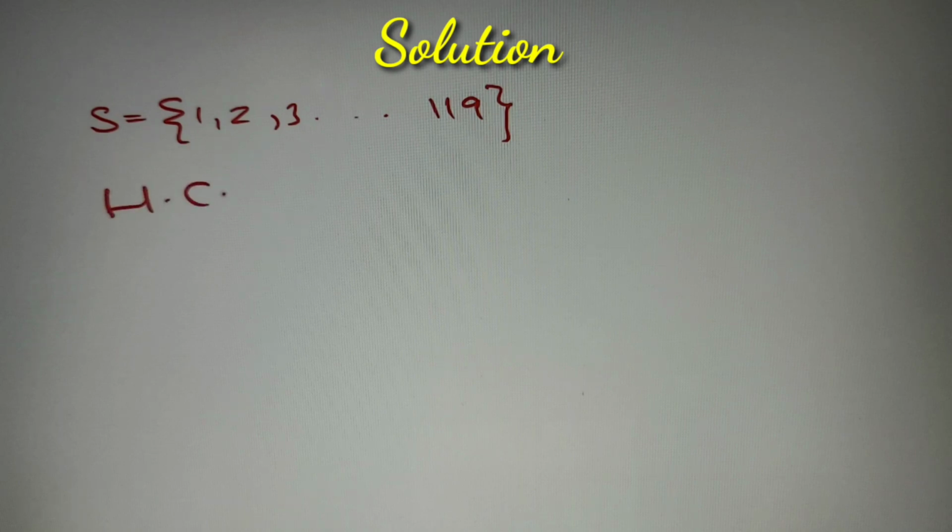I hope that you've tried the question and you've got the solution, and if you didn't, then let's check the solution. So according to our given question, we are given a set S which starts from the number 1 and goes up to the number 119, because S is the set of all natural numbers less than 120, so it starts from 1 and goes up to 119. Now we have to find the number in set S such that the HCF of 120 and any number from the set S is equal to 1.